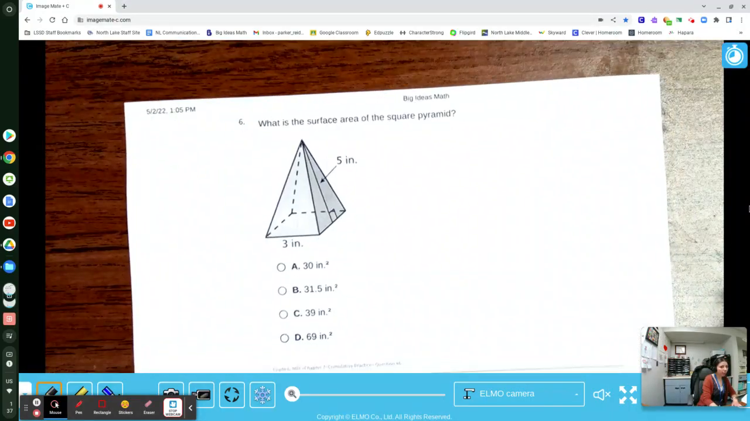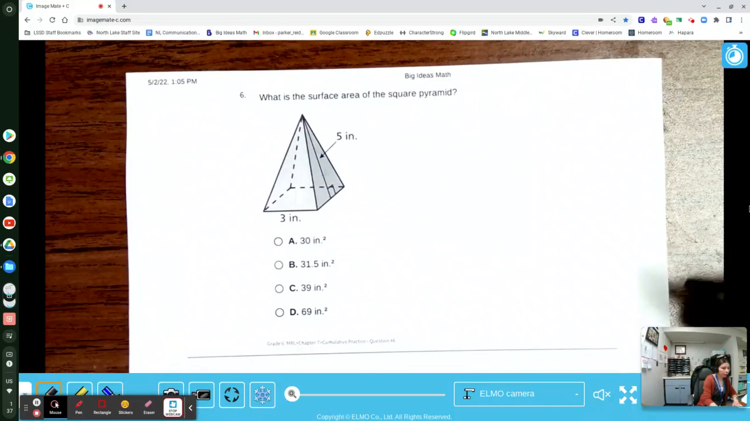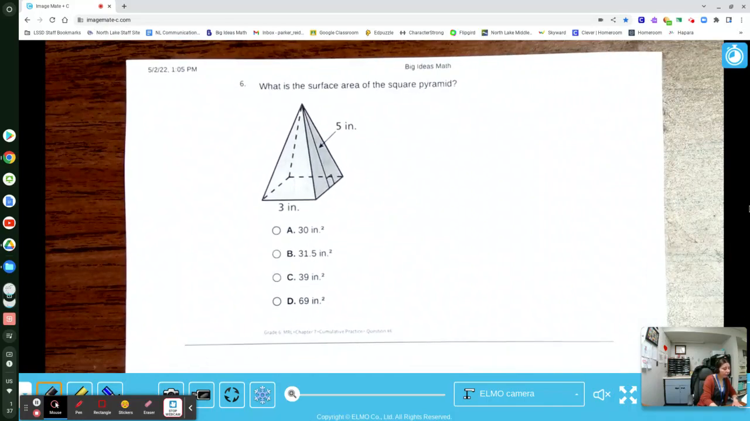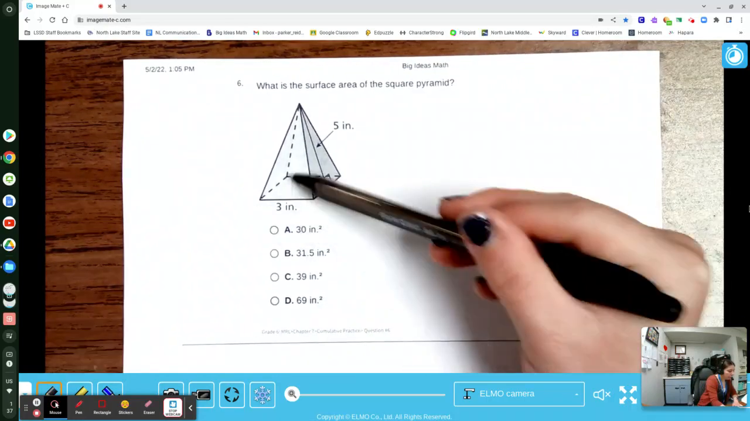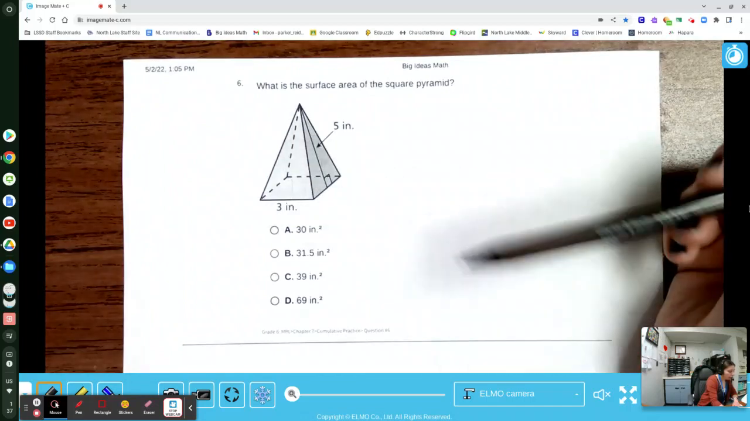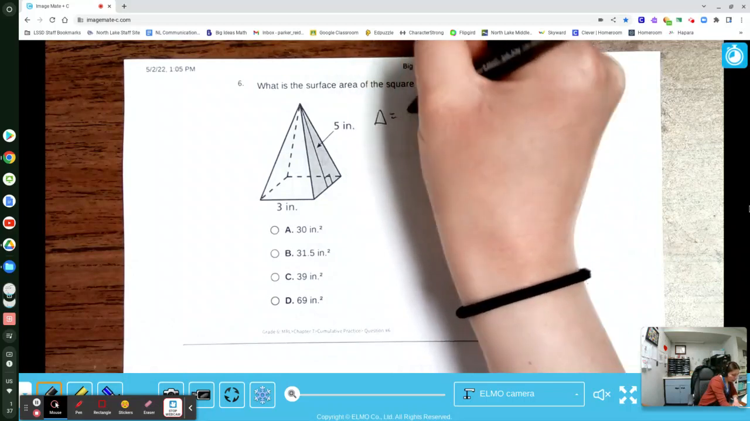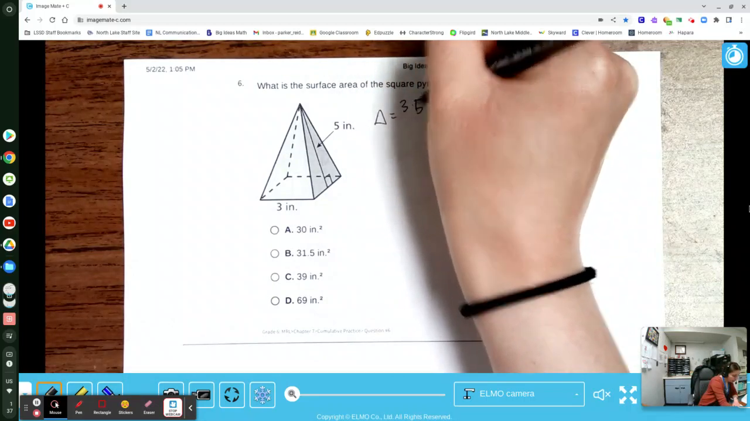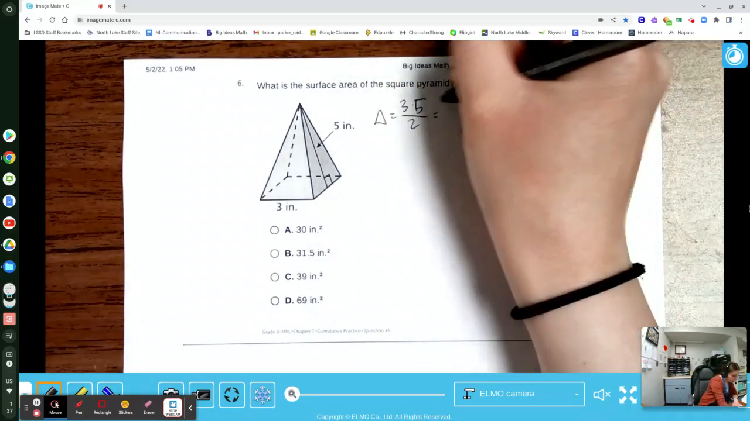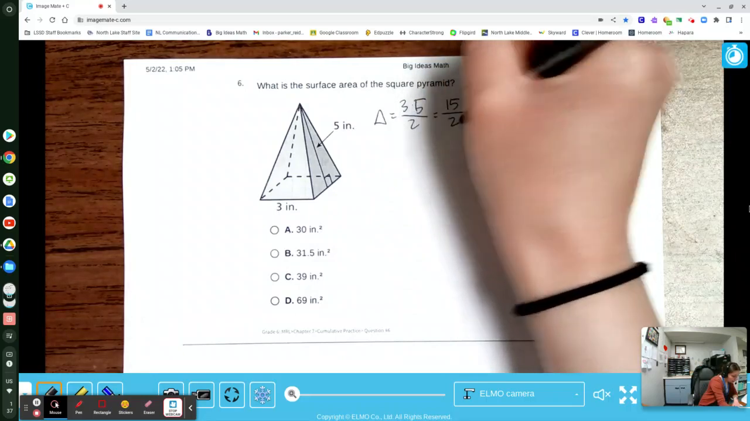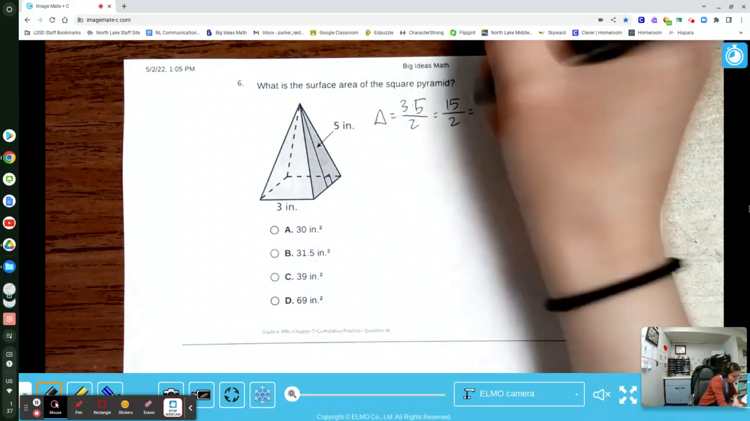All right, number 6, what is the surface area of the square pyramid? So surface area is when you find the area of each face and add them all together. So I have 4 triangles that will all be the same. A triangle is base times height divided by 2. So the triangle is 3 times 5 divided by 2. 3 times 5 is 15, and 15 divided by 2 is going to be 7.5.